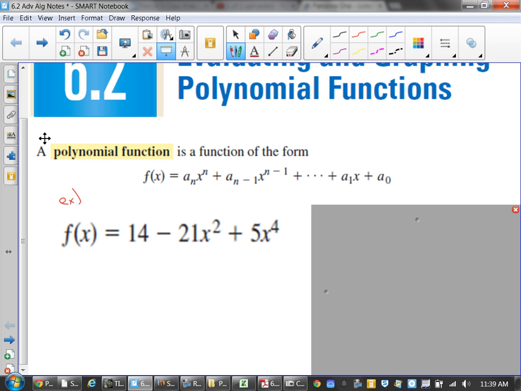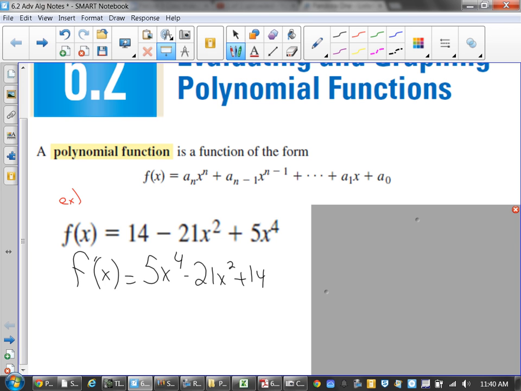So here's the thing. When you're dealing with a polynomial, you're always going to write your polynomials in what's called descending order. You probably remember that, right? Descending order meant biggest to smallest. What is the biggest that we're looking at here? The biggest exponent, the degree. So when I'm looking at this function here, f of x, if I'm going to write it as a good polynomial, I would write it in descending order: 5x to the 4th minus 21x squared plus 14.